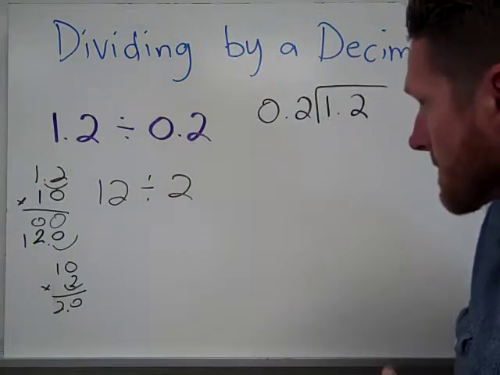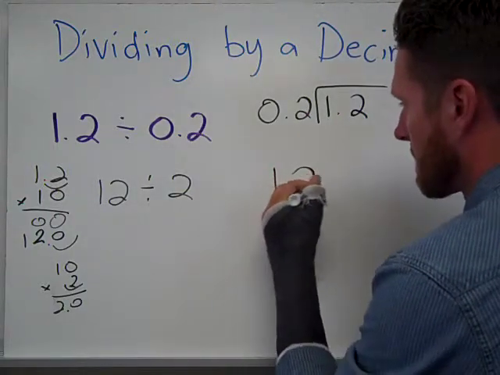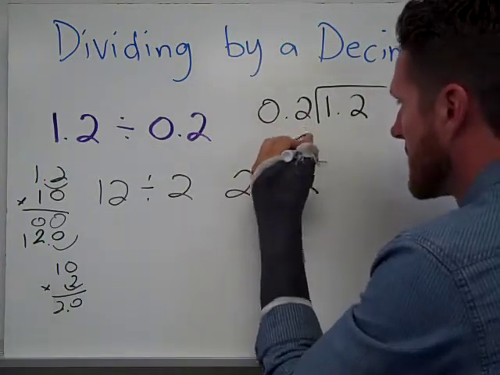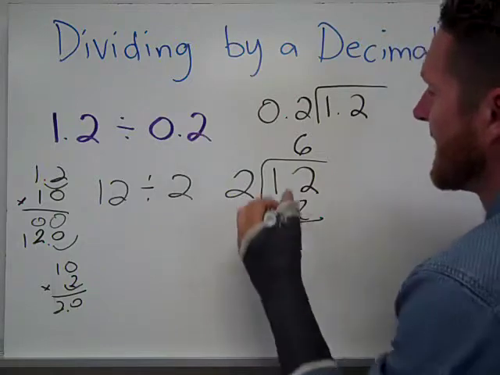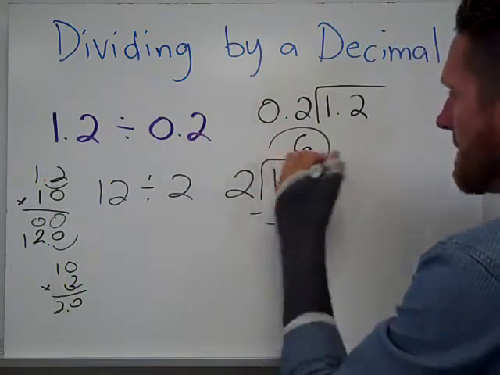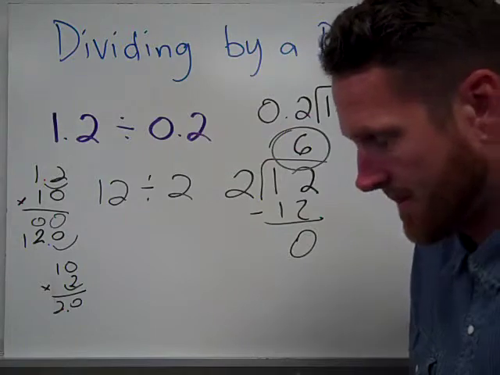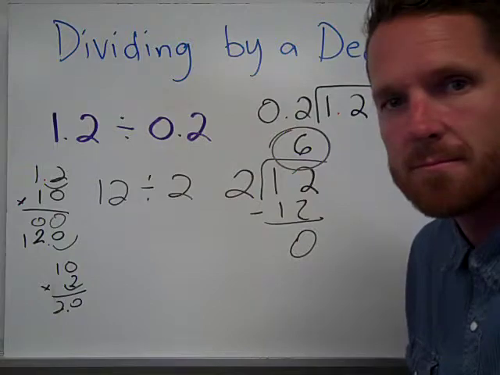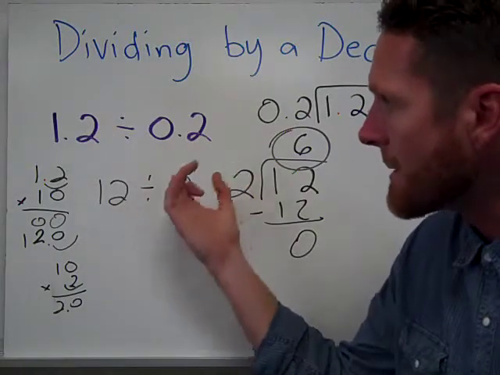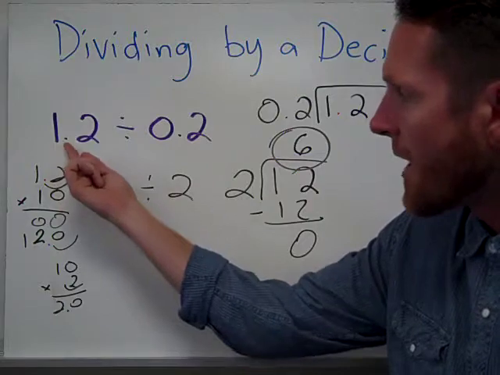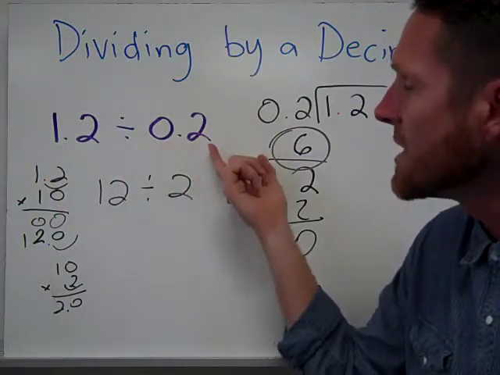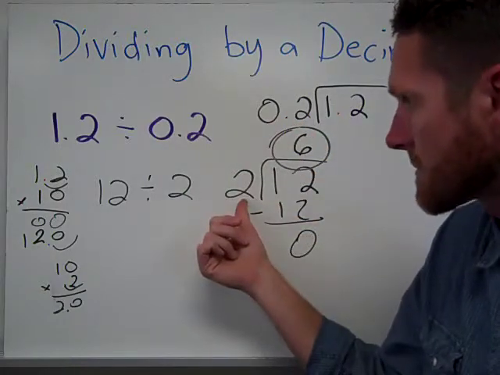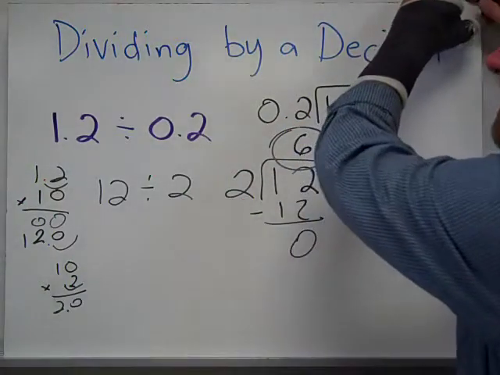Now we can divide 12 divided by 2. No problem. 2 times 6 equals 12. My answer is 6. That is how we divide a decimal by a decimal. You take the number and multiply it by however many place values you need to move it over to make that number a whole number, like the 2 here. So let's do some examples.